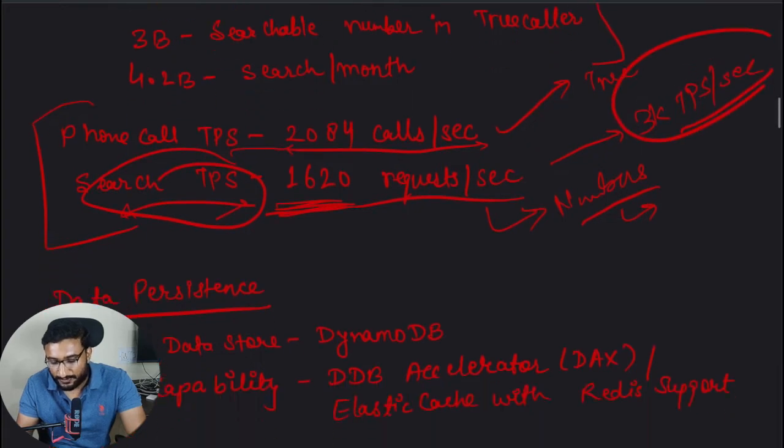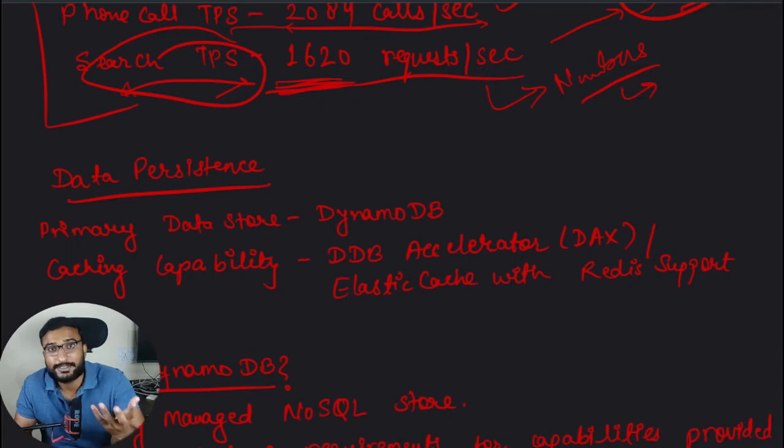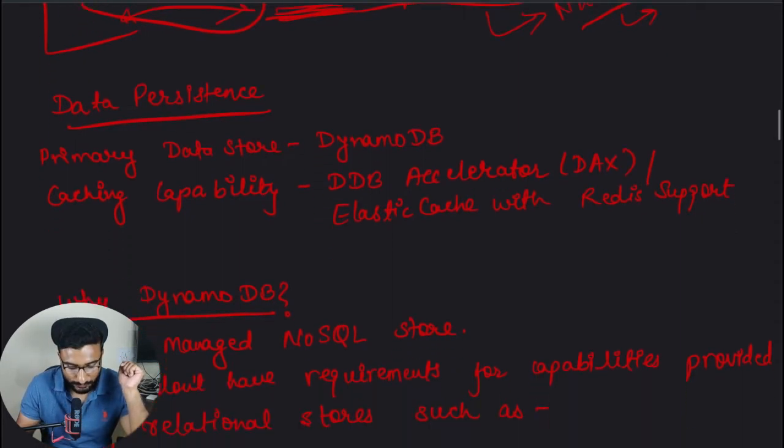So this is the TPS we want to support for our application, and it should be scalable. As and when our users are growing, and as and when TrueCaller is launching in new countries, our server should be able to handle that kind of traffic for the users.